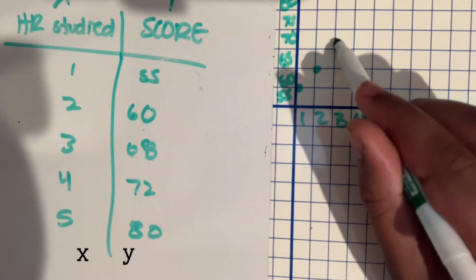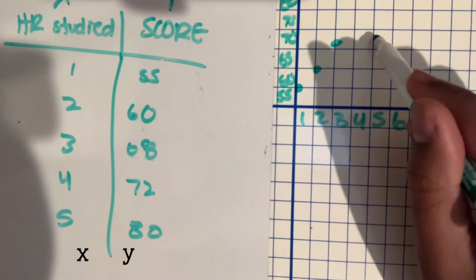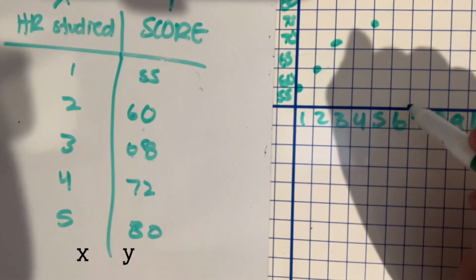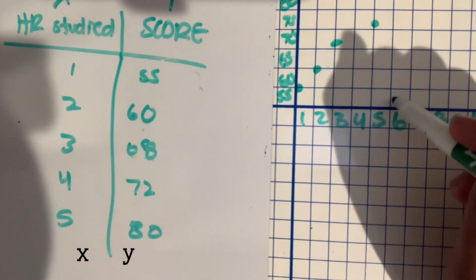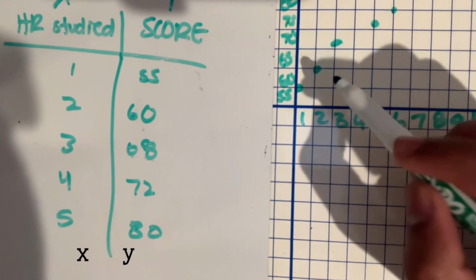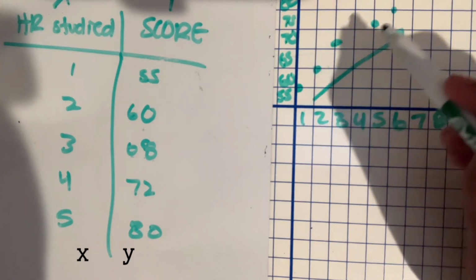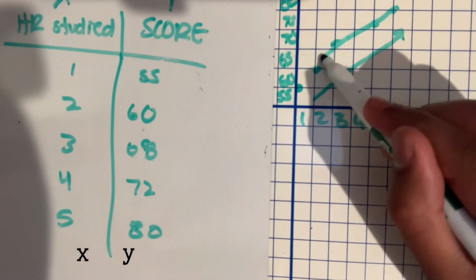3 hours at 68, so that'll be right in between 65 and 70. So right there. 4 and 72 will be right in the middle here. And 5 will line up with 80. So this is going to be a positive correlation because the line goes up. We can draw the best line of fit lining up with all the dots.